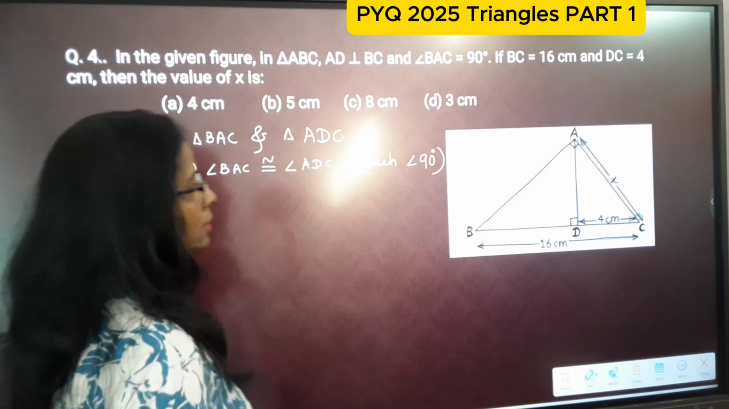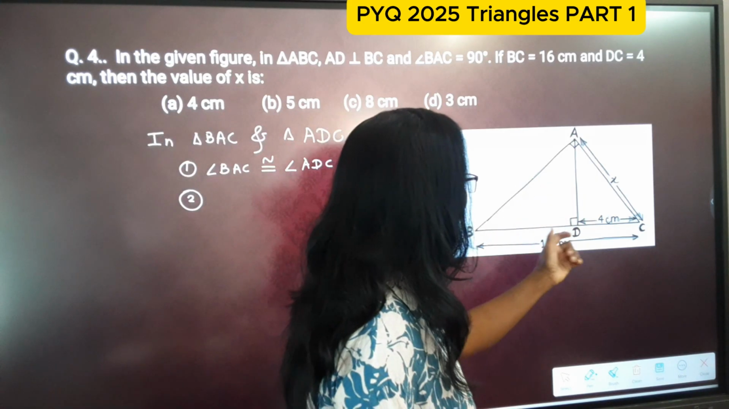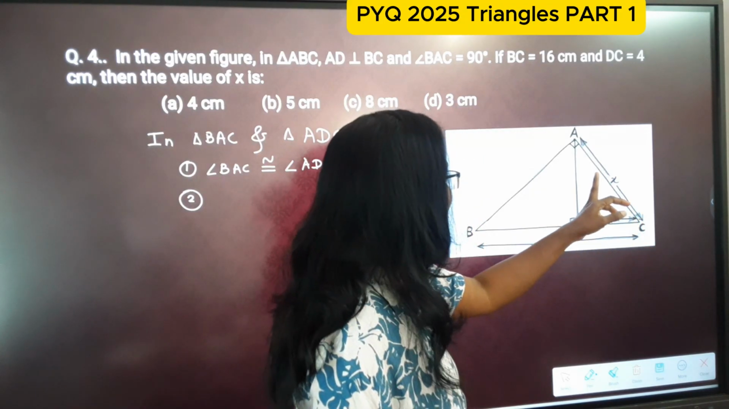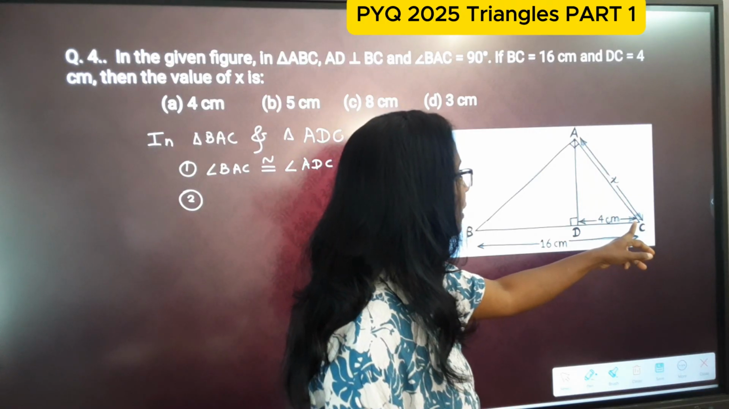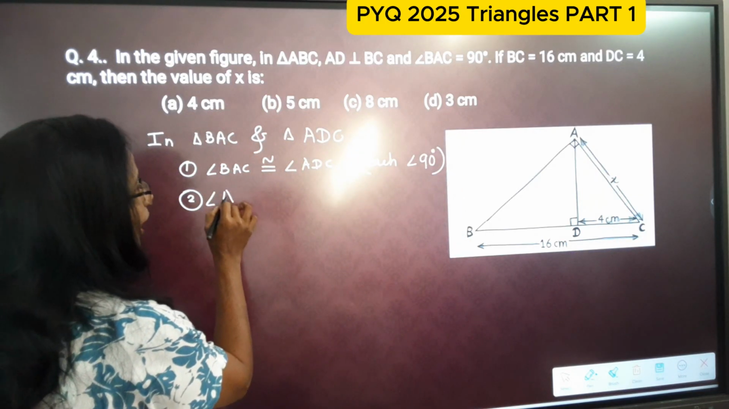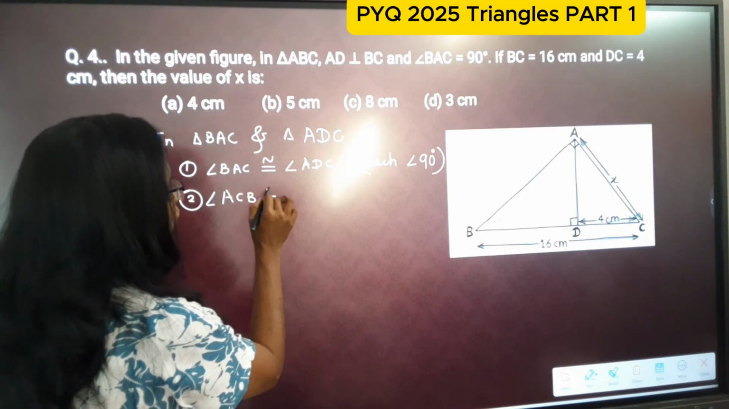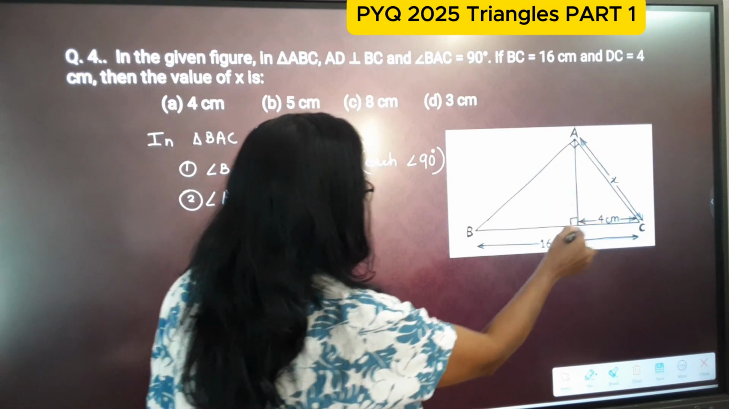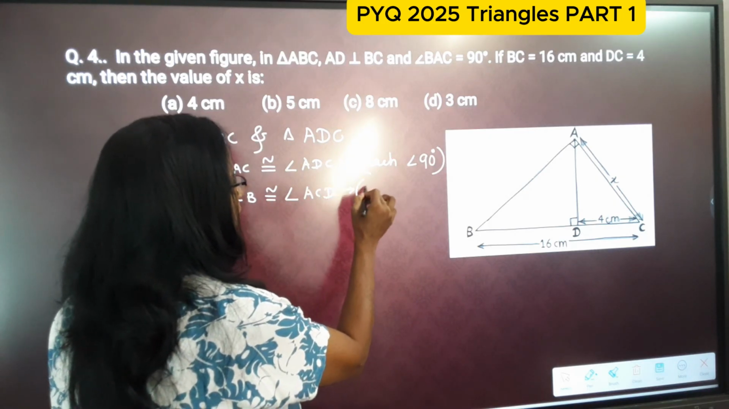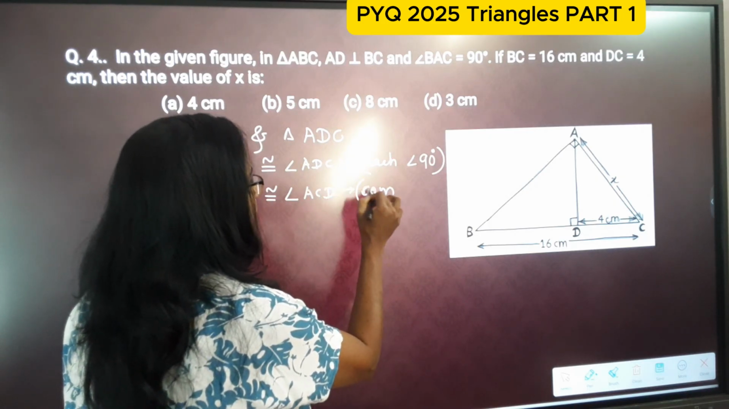Second one, in triangle ABC there is angle C, and also in triangle ADC there is angle C. So the angle C is congruent to angle C. That means angle ACB is congruent to angle ACD. So we write here the reason, that is the common angle.